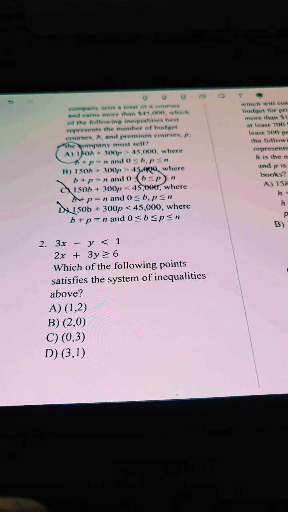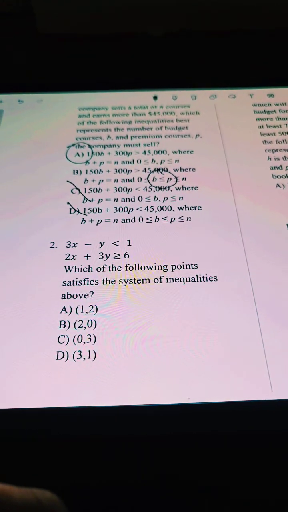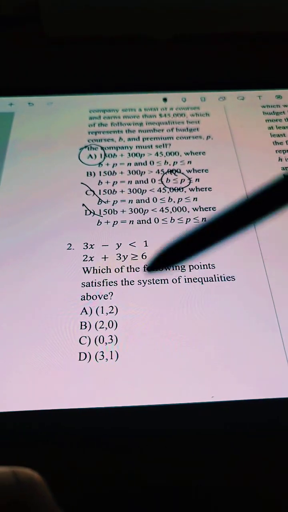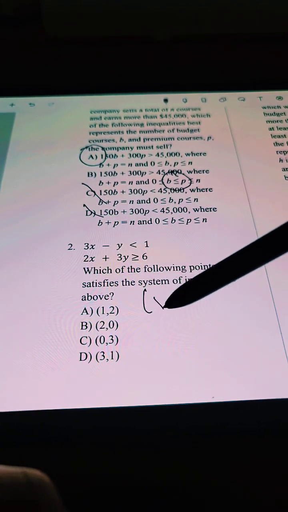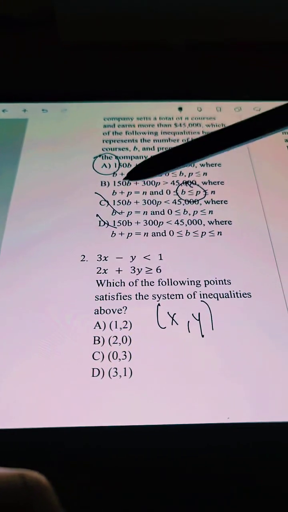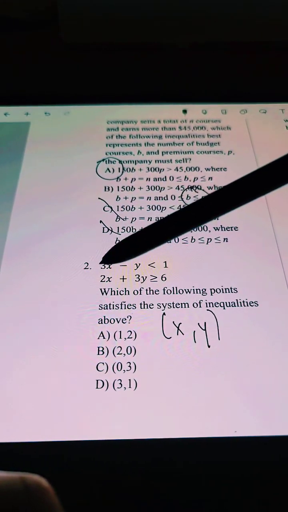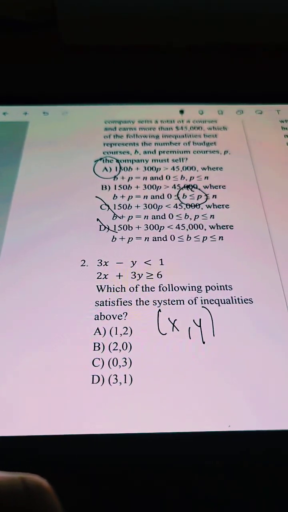So then let's go to number 2. Which of the following points satisfies the system of inequalities above? All you have to do, remember, is that these points are always going to be X comma Y. That's your X value, that's your Y value. So you can technically just plug this in, especially with 1s and 0s. It's real easy to do in your head. You can just plug in 1 for X and 2 for Y and see if that works.